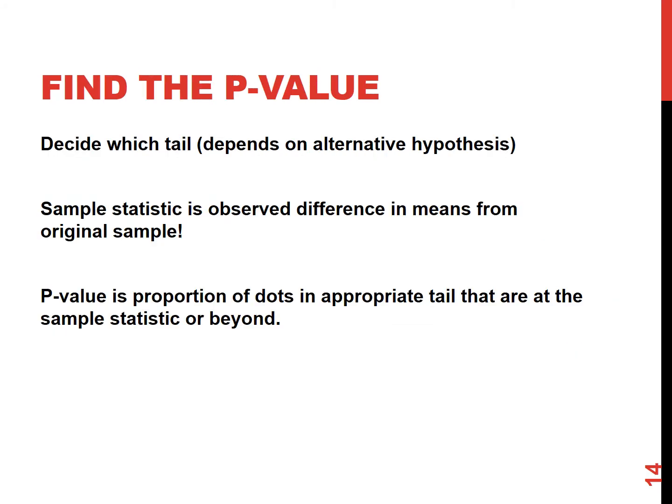Now, to find the p-value, we need to decide which tail is appropriate, and that depends on the alternative hypothesis, whether we're finding evidence that the difference is more than or less than 0. Then we use the sample statistic, which is the observed difference in means from the original sample. And the p-value is going to be the proportion of dots in the appropriate tail that are at our sample statistic or beyond into the tail.